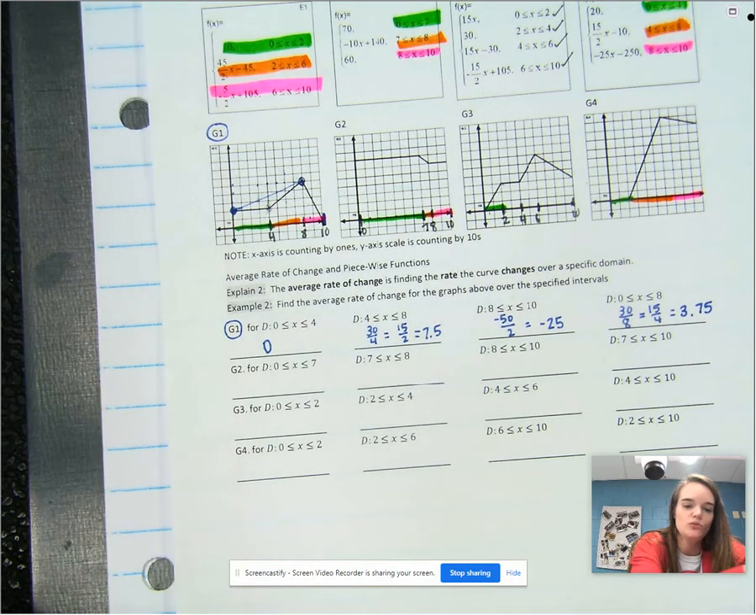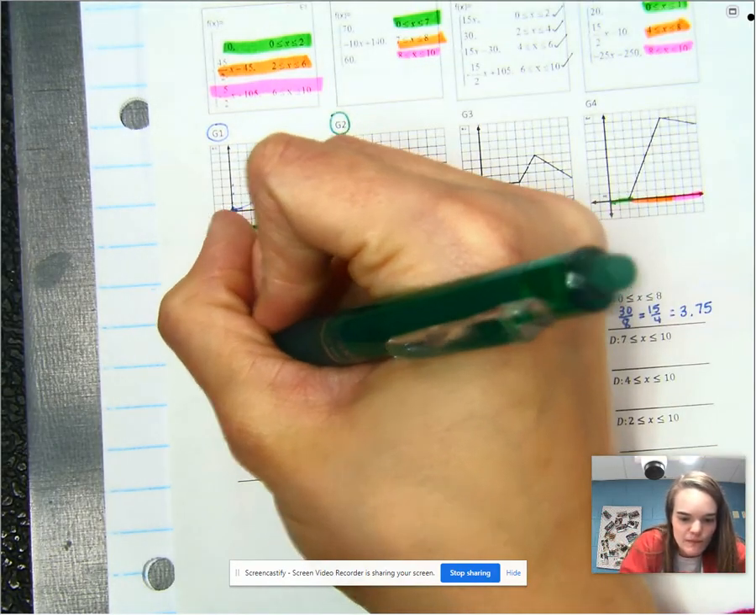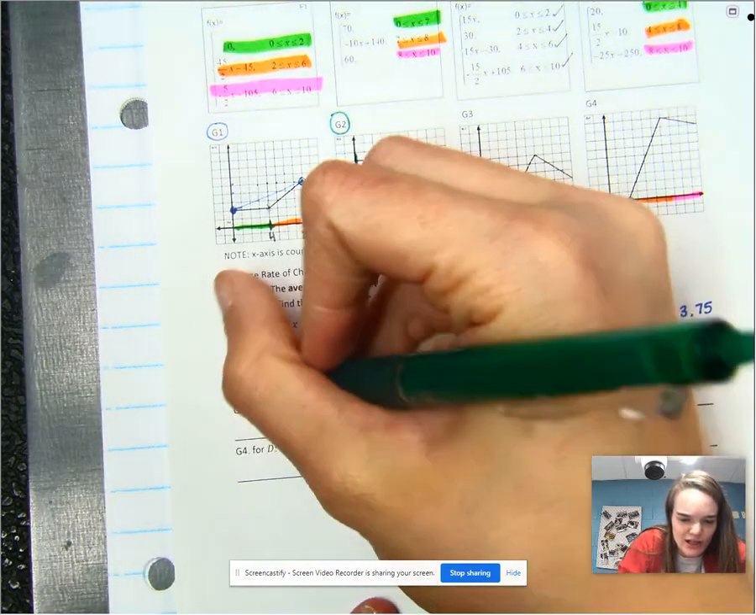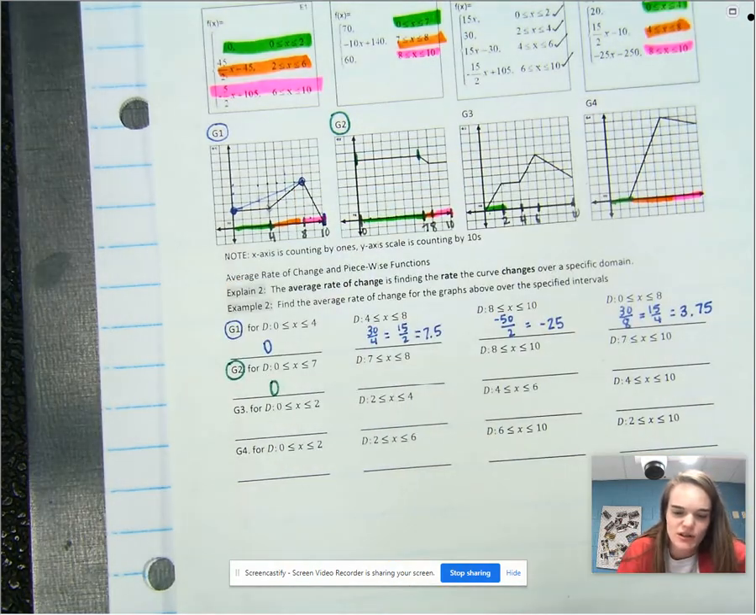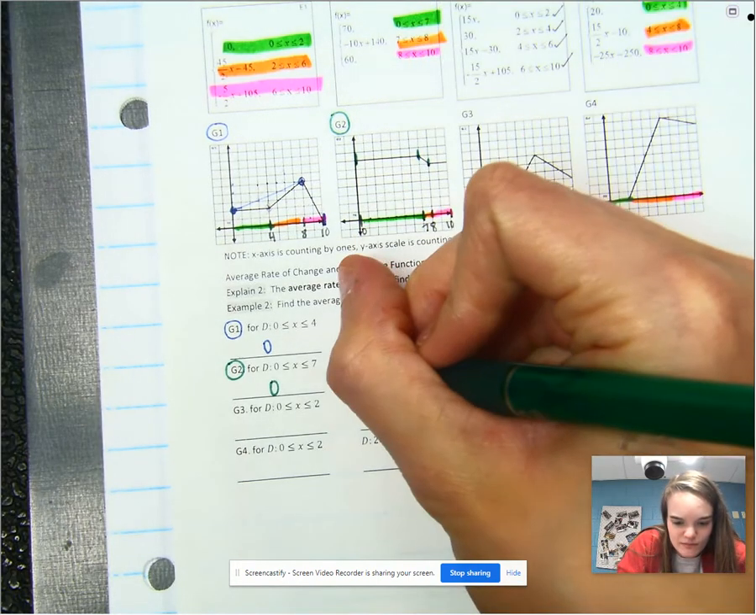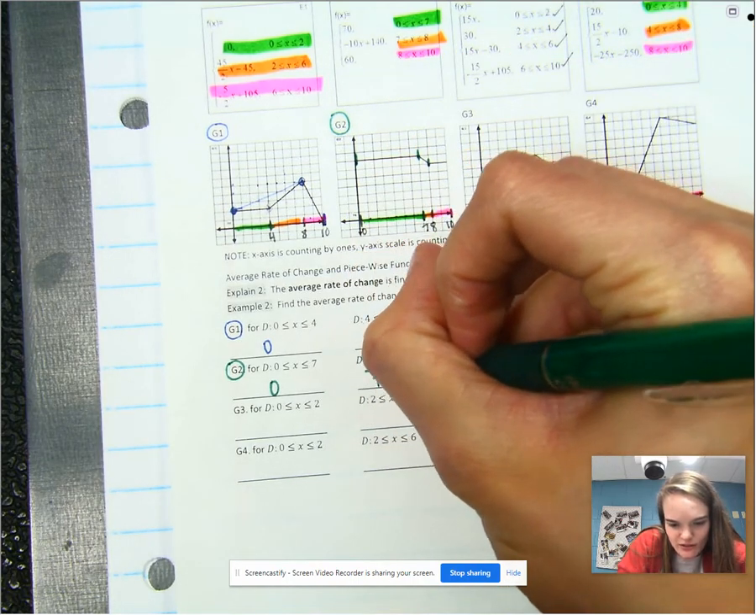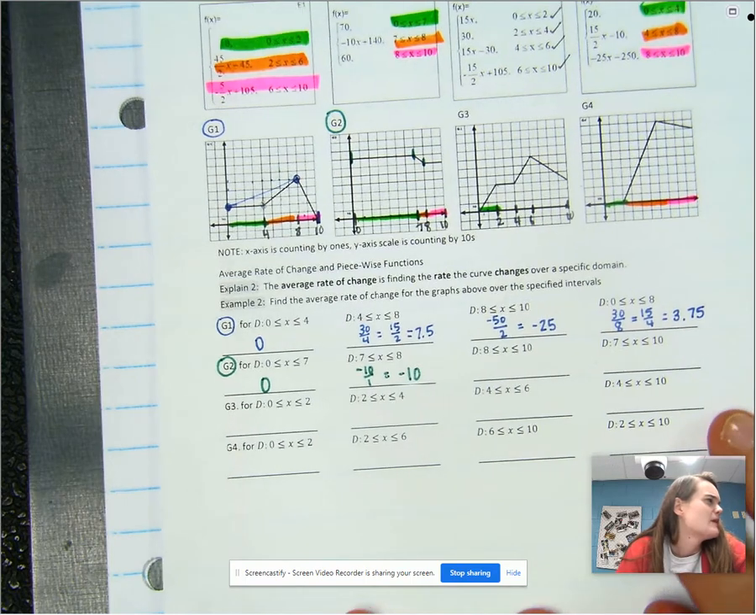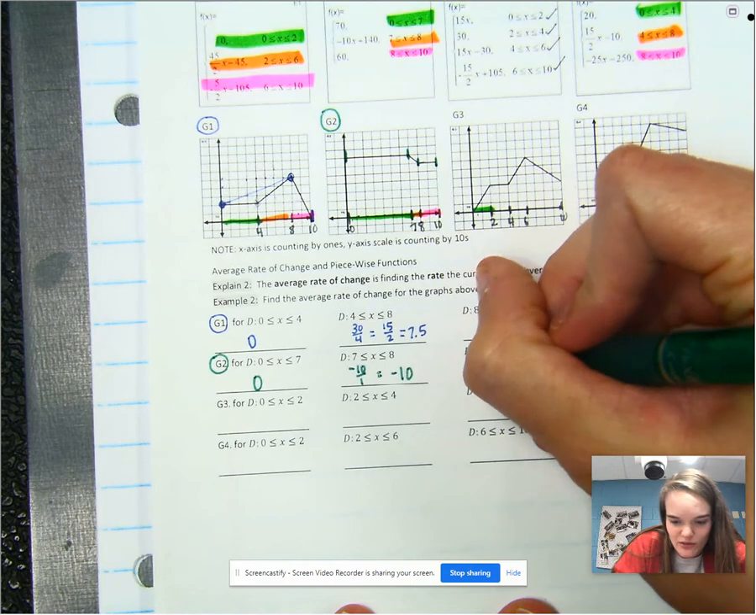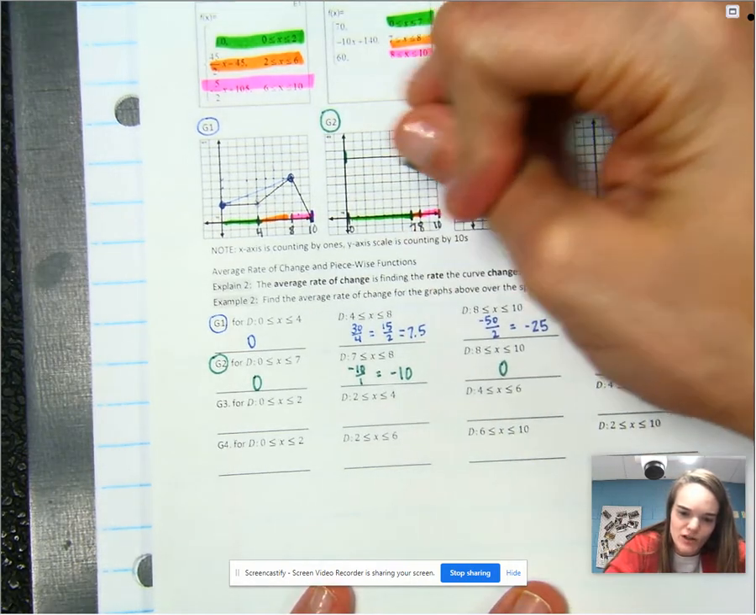We're going to do G2, this graph. Okay, from 0 to 7, it is a flat horizontal line. There is no change. 7 to 8, it went down 10 and right 1. That means the rate of change is negative 10. The rate of change from 8 to 10 is a horizontal line. It is 0.